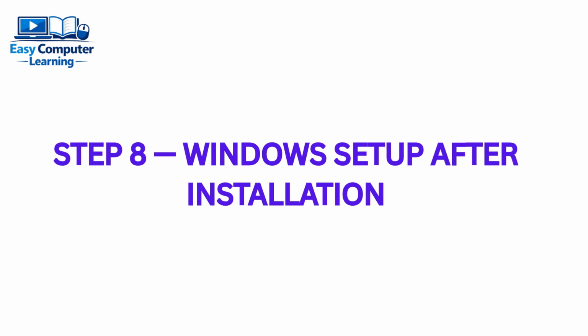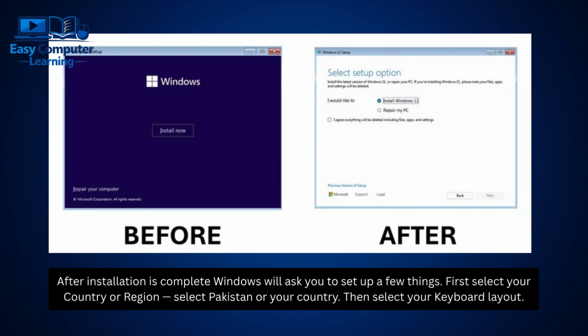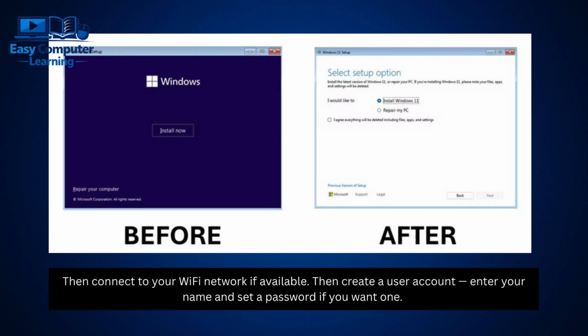Step 8. Windows setup after installation. After installation is complete, Windows will ask you to set up a few things. First, select your country or region. Select Pakistan or your country. Then select your keyboard layout. Then connect to your Wi-Fi network if available.